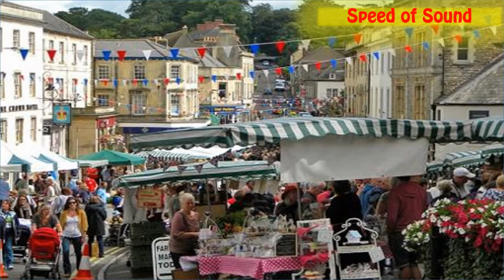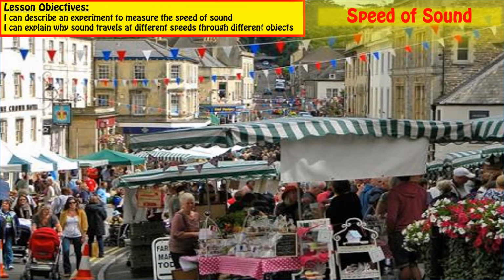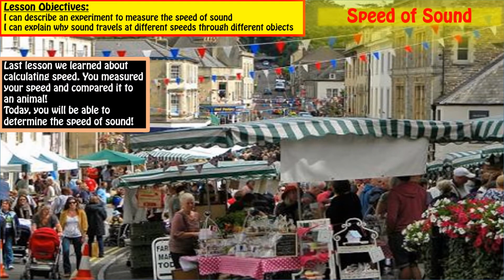Today's lesson is called Speed of Sound, and our objectives today are: I can describe an experiment to measure the speed of sound, and I can explain why sound travels at different speeds through different objects. Last lesson we looked at speed equals distance divided by time and how to use the equation, and today's lesson is going to build up on that knowledge.